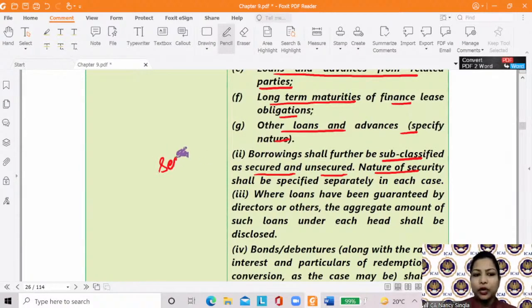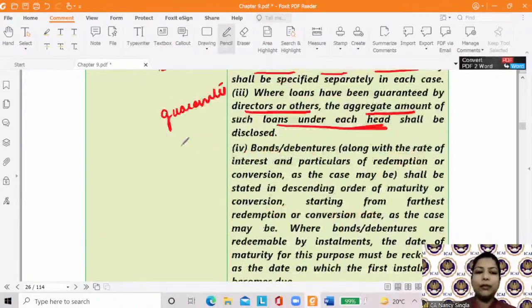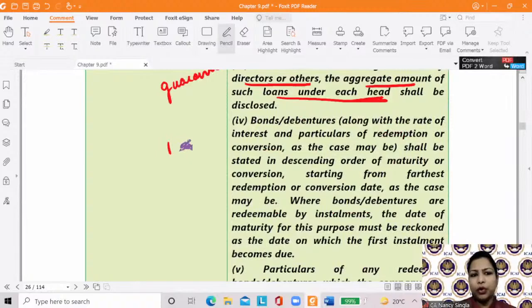So this point talks about what? Security. Secured hai ya unsecured hai, and the nature of security. Then this point talks about what? Guarantee. If any of the loans have been guaranteed by the directors or others, the aggregate of such amount under each head shall be mentioned. Now this point talks about what? Redemption.